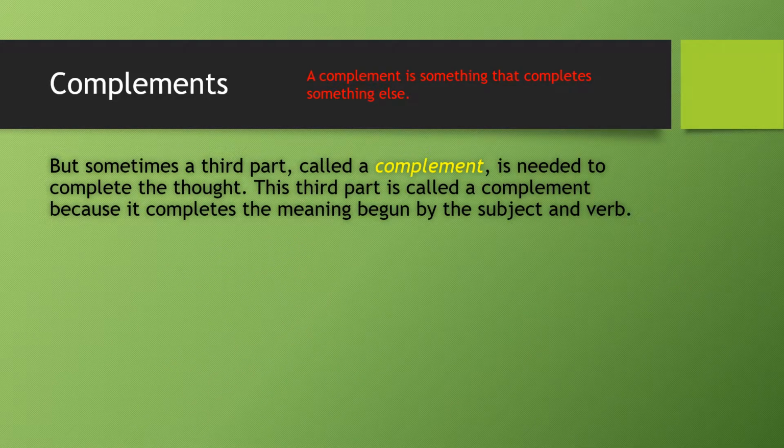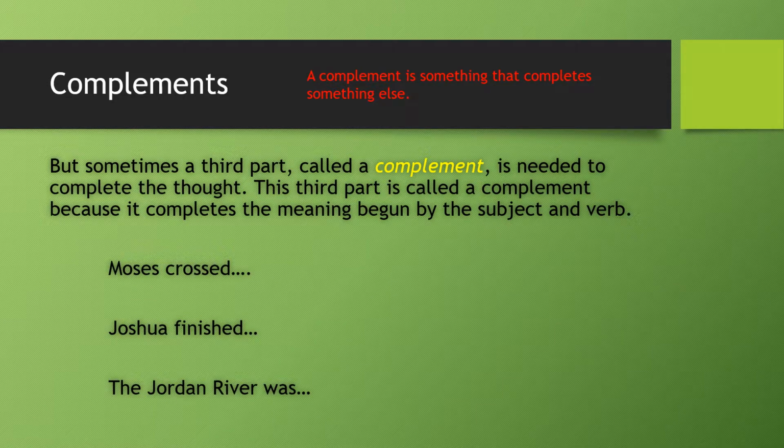But then there are times that a third part is necessary to have a complete thought. So that third part, called a complement, is needed to complete the thought of the sentence. That third part is called a complement because it completes the meaning begun by the subject and the verb. So you'll see the words written in red. A complement is something that completes something else. So this third part, a complement, is needed to complete the thought.